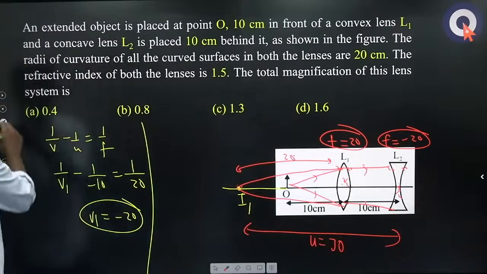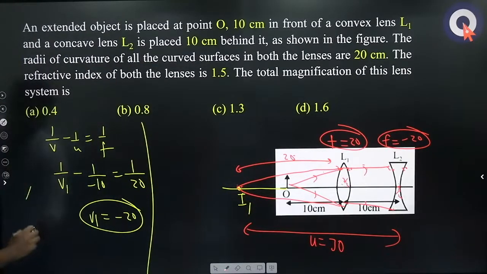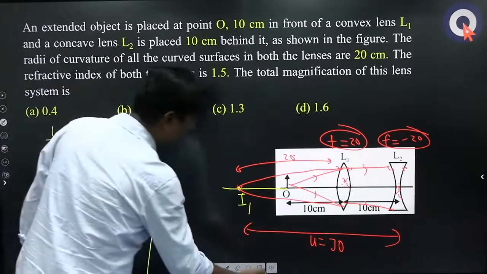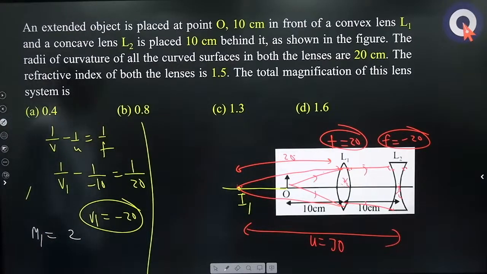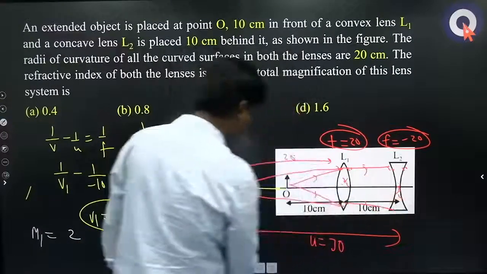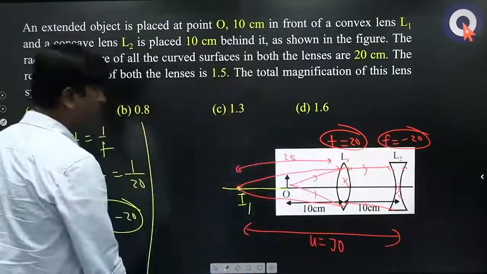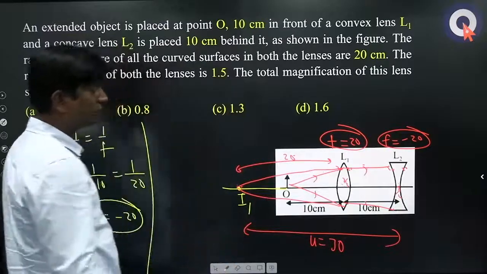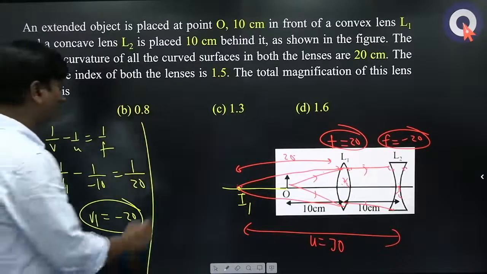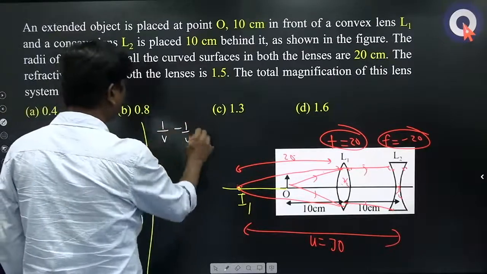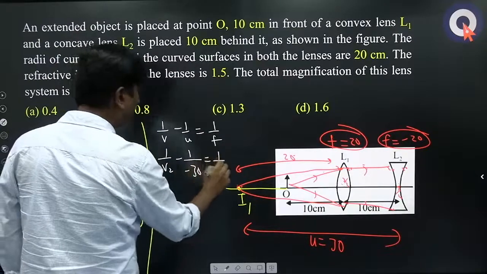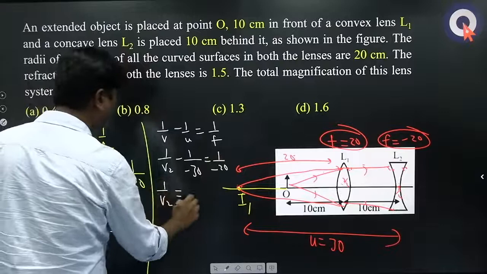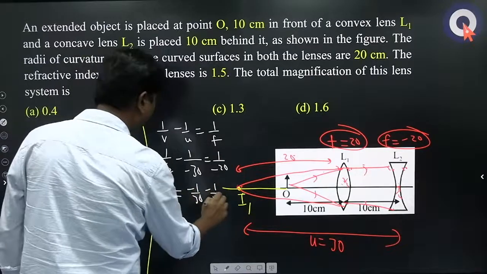And first-time magnification is what? Magnification m1: object distance is 10, image distance is 20, so 2. You will get a virtual image, so plus 2. Next, for the concave lens, object distance is considered to be 30, focal length minus 20. So what is the position of the image? Say 1 by v minus 1 by u is equal to 1 by f. 1 by v2 minus 1 by u, which is minus 30, equals 1 by minus 20. So 1 by v2 will be equal to minus 1 by 30 minus 1 by 20.